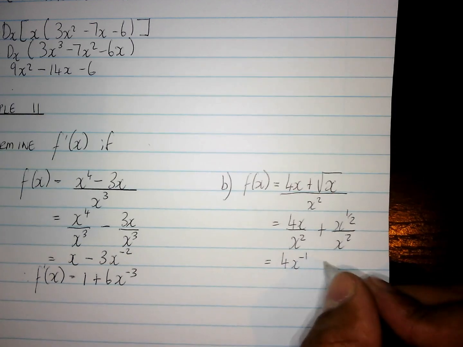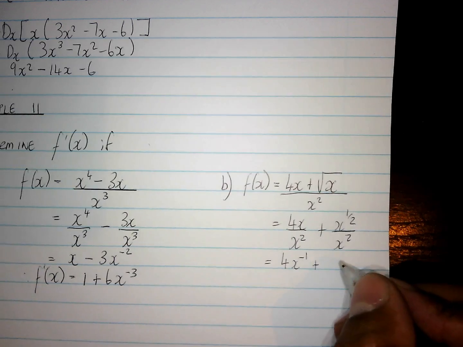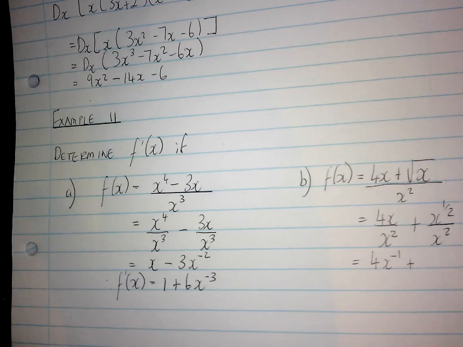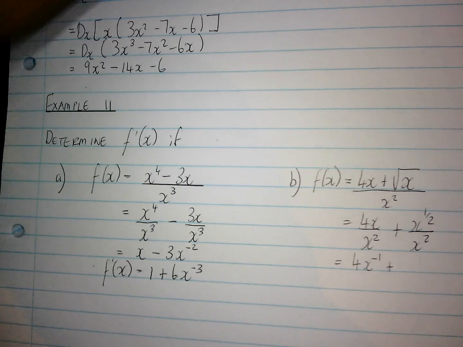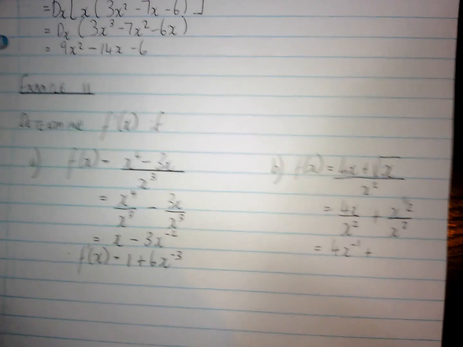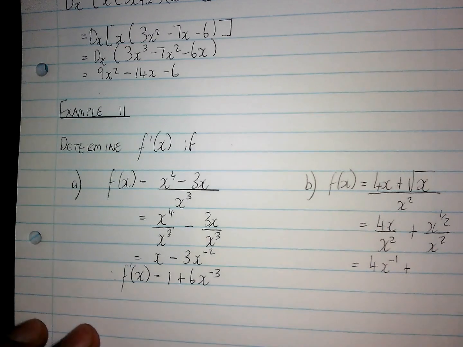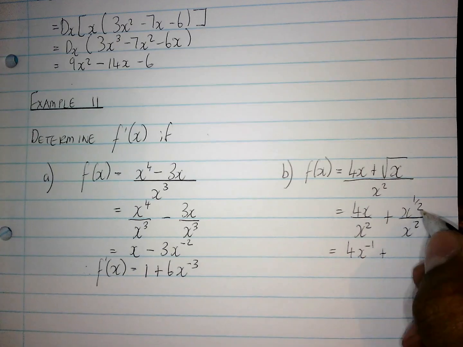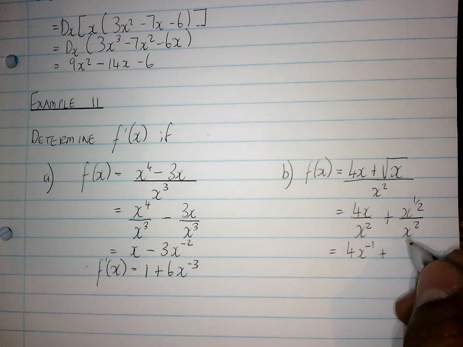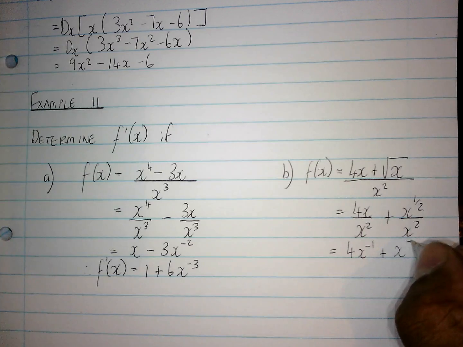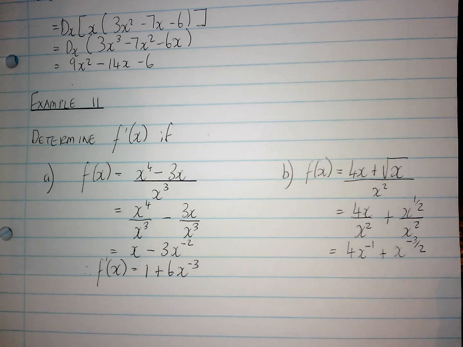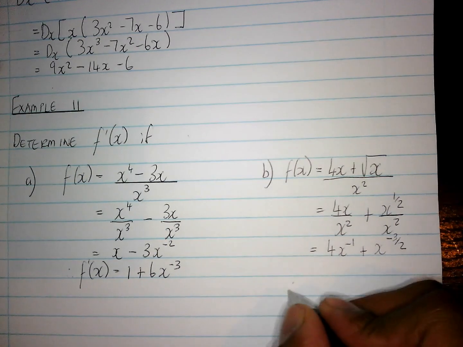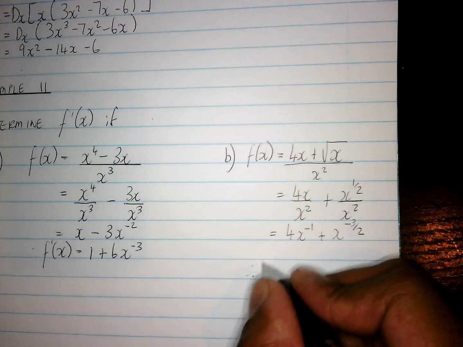Then we're going to have positive 1 over 2 minus 2, which is equivalent to x to the negative 3 over 2. Then we have to calculate the derivative.